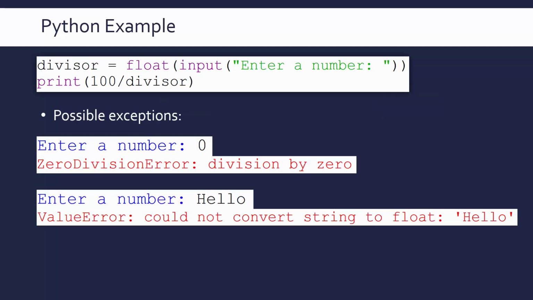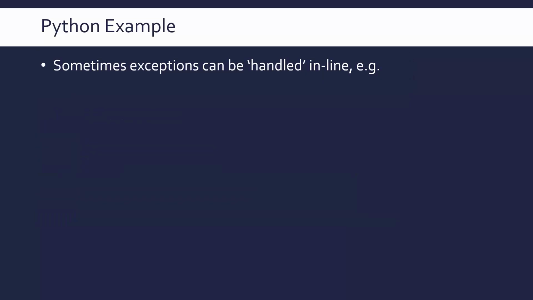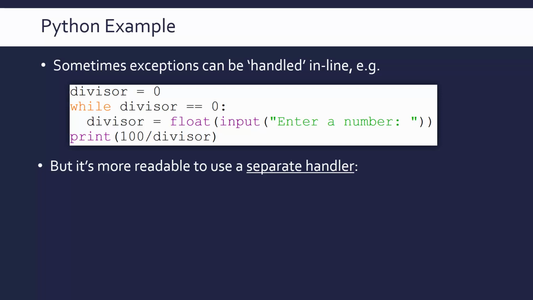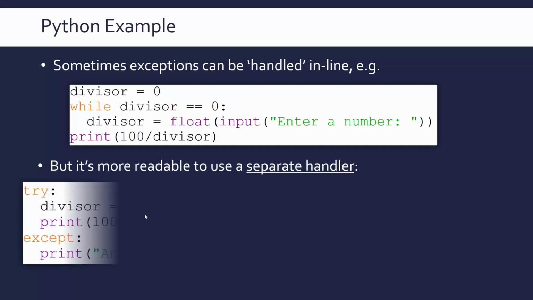And actually, my second exception here about converting from a string to a float, I can't think of an easy way to do that in Python as validation, I've got to say. An integer you can validate, but not a float, as far as I can think, or at least you can't easily. So actually, I think it's better and certainly more readable to use a separate handler to deal with this.